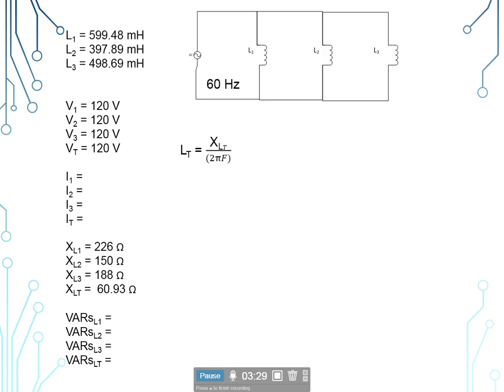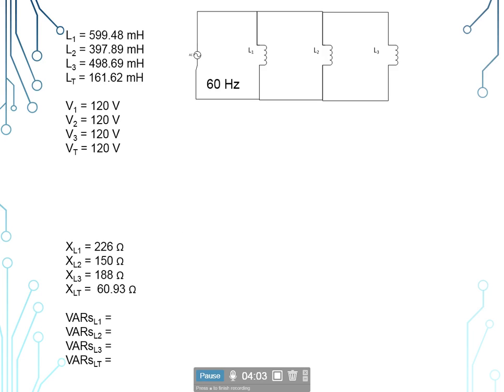Now we need to find our total inductance, and it's going to be equal to our total inductive reactance divided by 2 times pi times our frequency of 60 hertz. Our total inductive reactance that we calculated earlier is 60.93 ohms. And when we plug that in, it gives us 161.62 millihenries for our total inductance of this circuit.